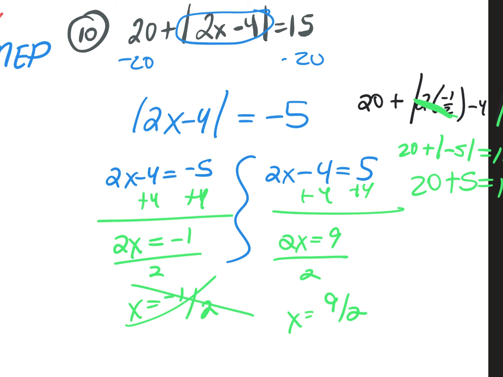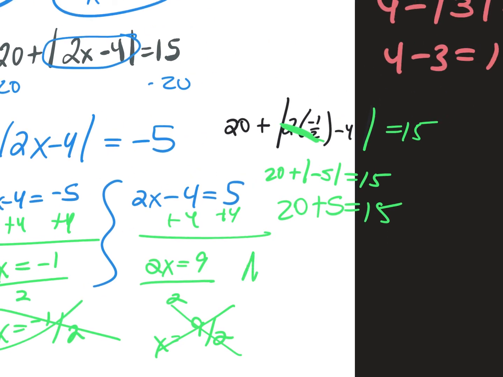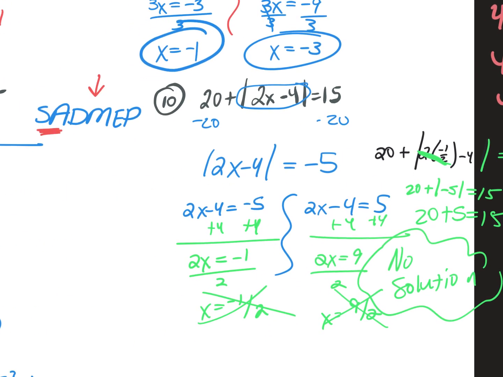The same thing happens when you plug in 9 over 2. Because when you plug in 9 over 2, the 2's cancel out. You have 9 minus 4 is 5. What's 20 plus 5? 25, not 15. So this one doesn't work either. So your answer here would be no solution. But again, if you saw at this point right here that your absolute value was isolated and it was set equal to a negative number, you could tell me no solution.